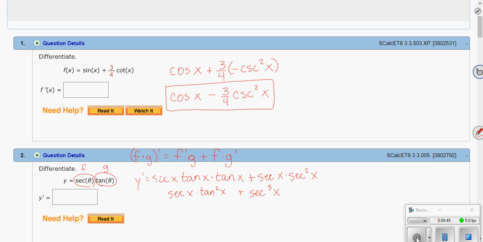secant cubed x. Now, I don't know if they'll take that, or if they would want you to factor out a secant x from both of those, and you'd be left with tan squared x plus secant squared x. Oh, and don't forget, actually, this should be secant theta times tangent squared theta plus secant squared theta. I apologize. We should have a theta in there, not an x. So again, the product rule that we learned last time still applies.